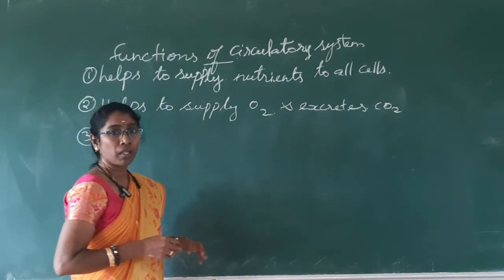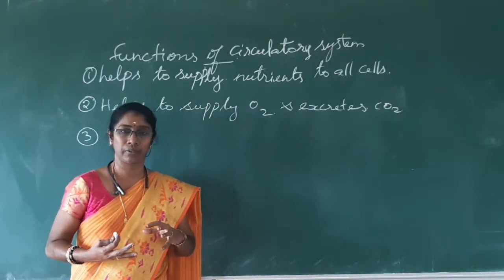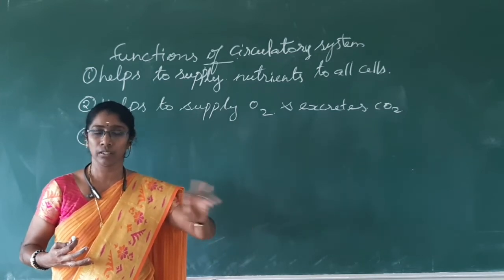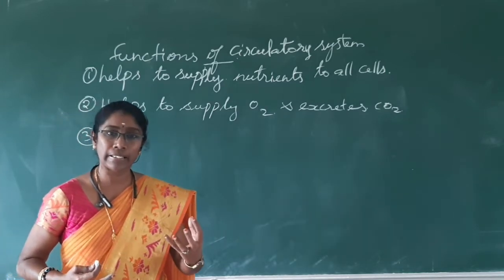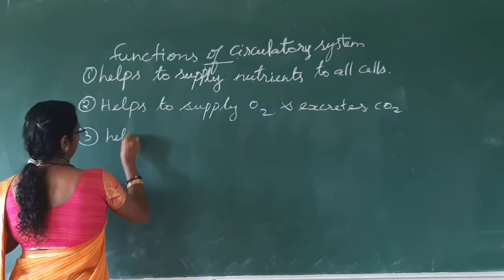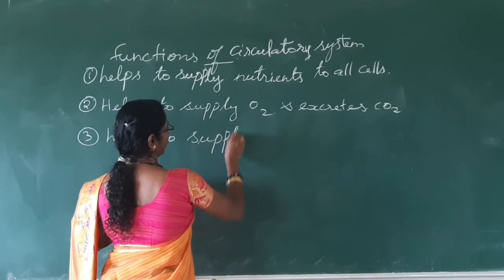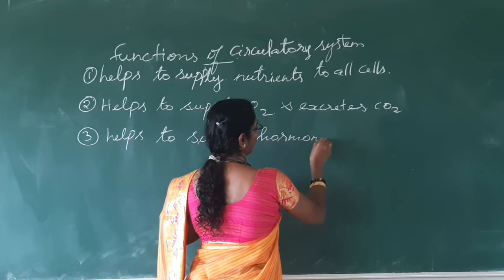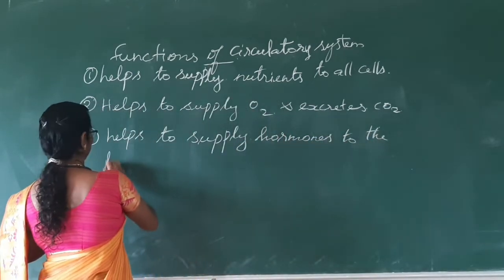Next point, the hormones secreted by the endocrine glands also need to reach the target region. So, who carries the hormones secreted by the endocrine glands? This circulatory system helps to supply hormones to the target region.